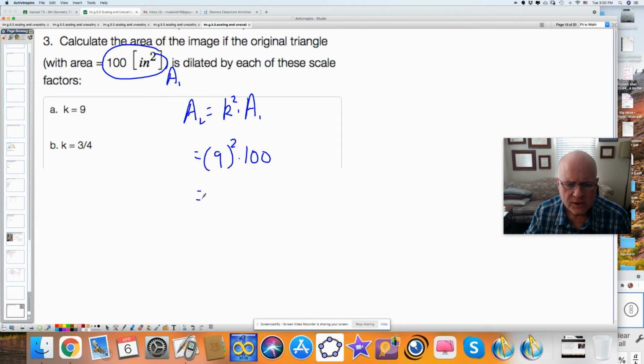And my answer is 8,100 inches squared. I put the units in brackets. I prefer that you do that. And then you circle your answer.